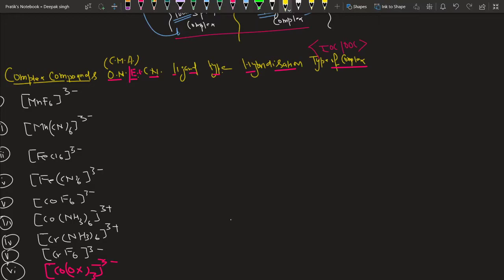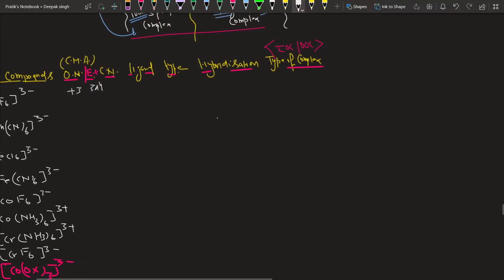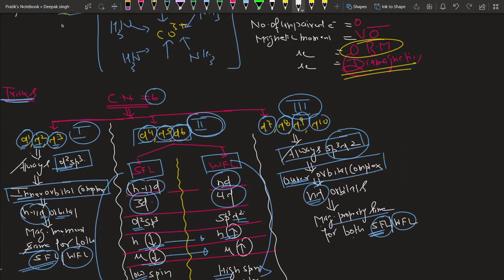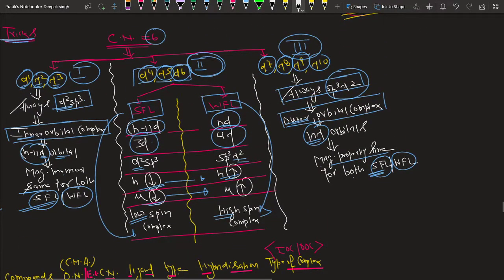So this complex is MnF6 3-. It is called hexafluoridomanganate(III) ion. Oxidation state, if you calculate for manganese, student, it is +3. In +3, the configuration of manganese will be 3d4. Please remember, if it is d4, let us go back and check that if it is d4, it is following the second part.